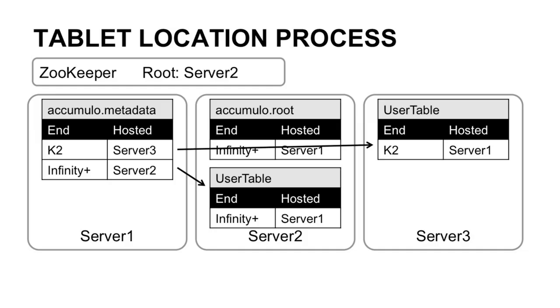If a tablet server fails or a tablet is migrated from one server to another, the metadata table will be updated, and clients who ask for a tablet that's no longer hosted by a tablet server can simply reread a small section of the metadata table to learn to which server the tablet has moved.